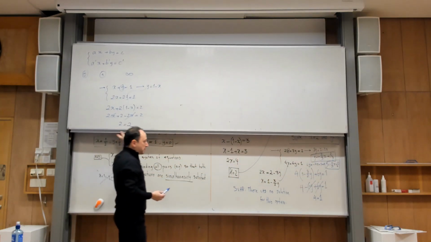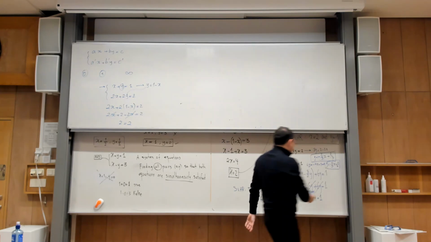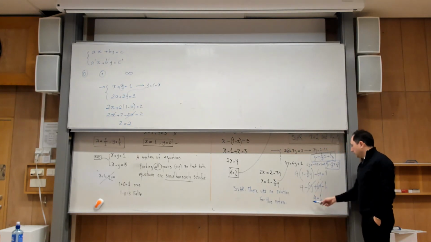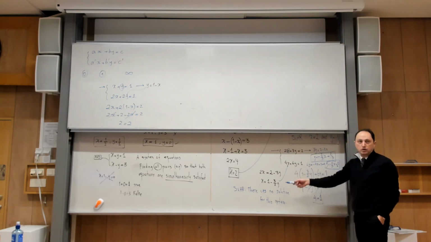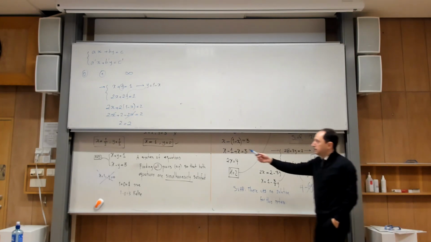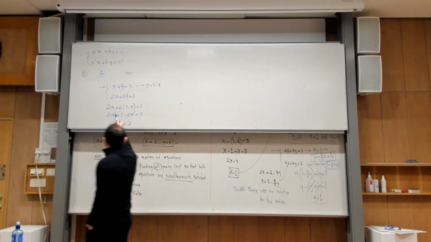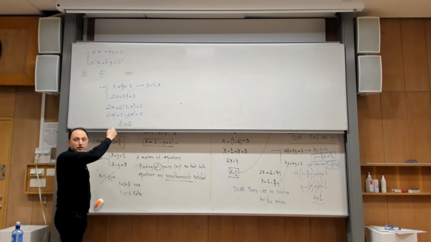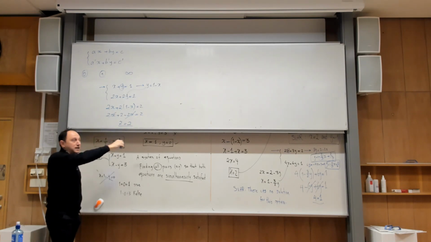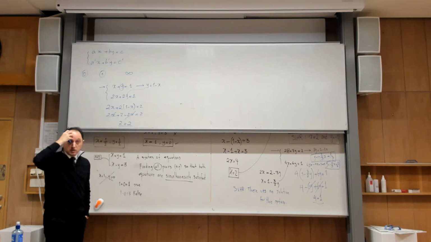You see, here, the variable that I was looking for is gone, but I get a contradiction. The interpretation is no solutions. Here, the same thing is happening. The variable is gone, but a true statement is left, no contradiction. The interpretation of this is I have infinitely many solutions.